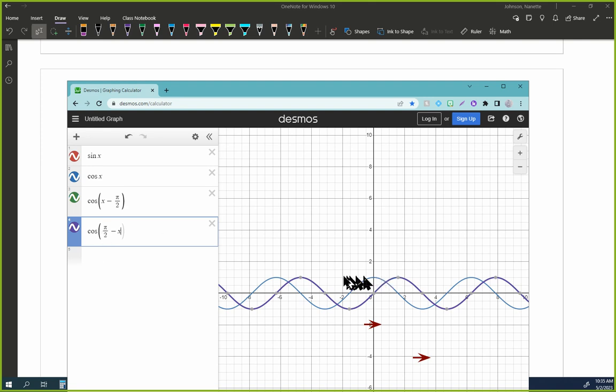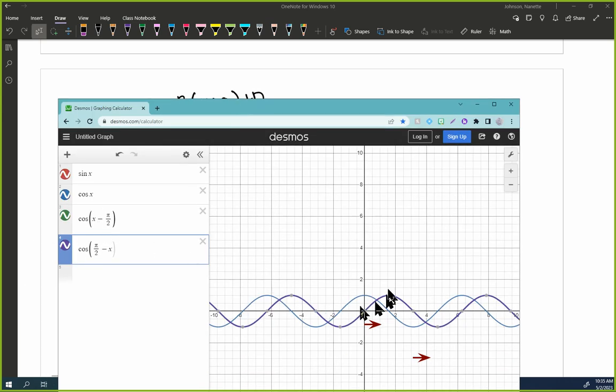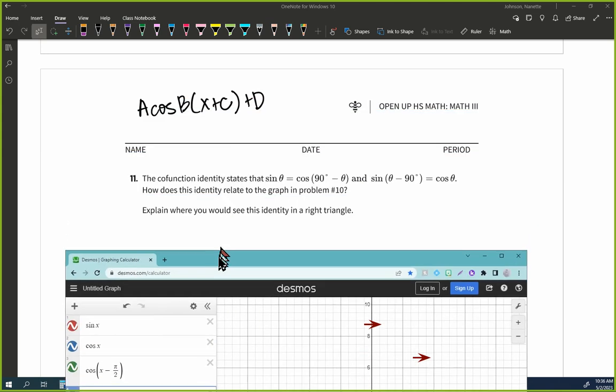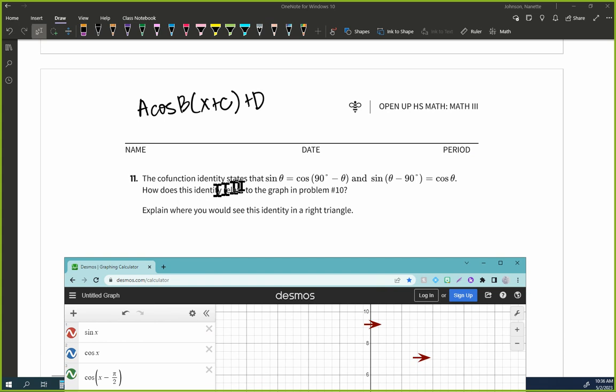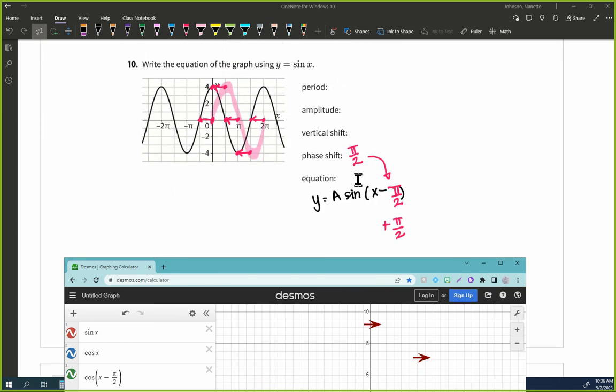This did a lot of things to it. This moved it backwards and then it flipped it, reflected it across the x-axis, which we haven't talked about for our cosines. So just trust the fact that these two are the same. And look, the graph says it. Purple and green are the same people. Does that make sense? So it says the cofunction identity states this is true and this is true. How does this relate to the graph in problem number 10? Problem number 10, if you remember over here, was they wanted you to do a sine graph and then you shifted it back. Now, ignore all of these.